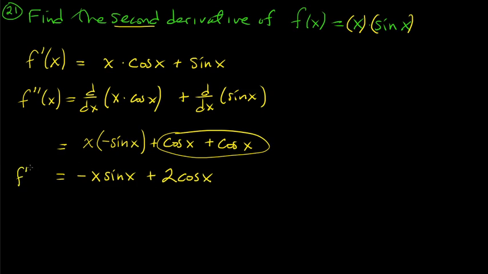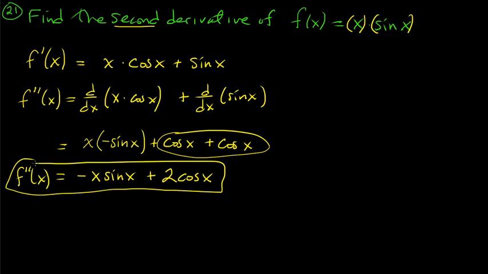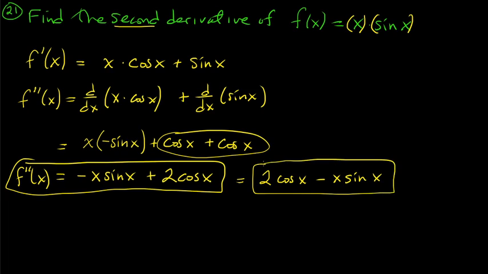And I think that's about it, right? So that's the second derivative of f. And we can just leave it like that, or just change the order, right? You can write 2 cosine x minus x sine x. Either way is fine. Okay, so that's product rule and quotient rule, section 2.3.